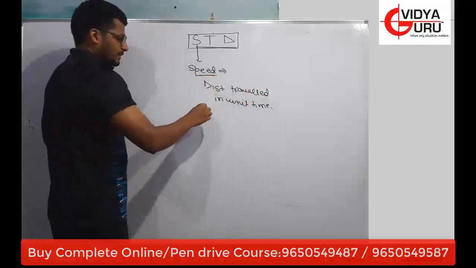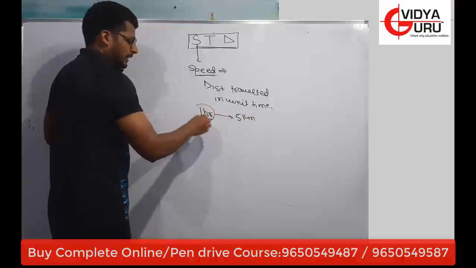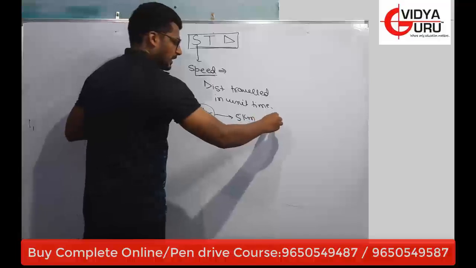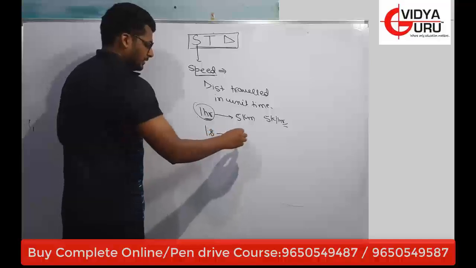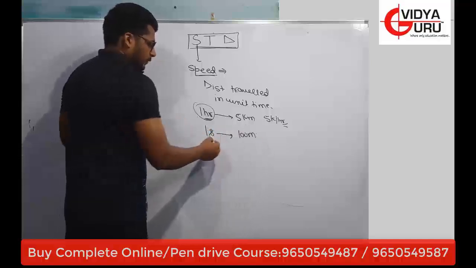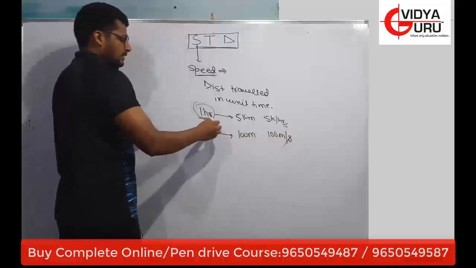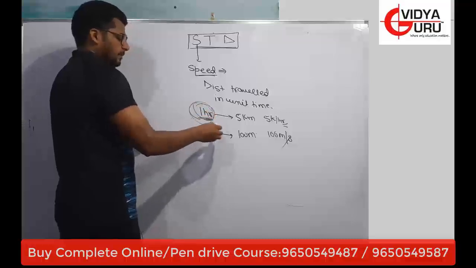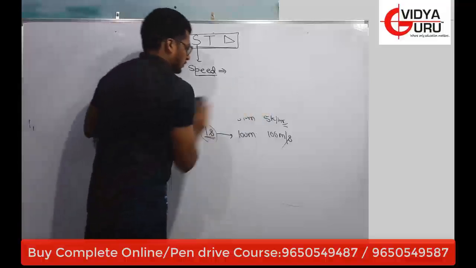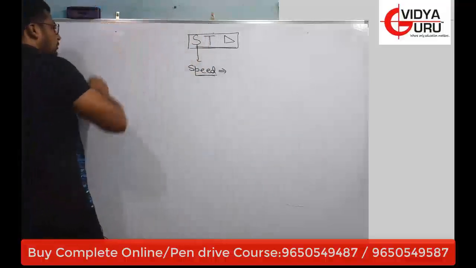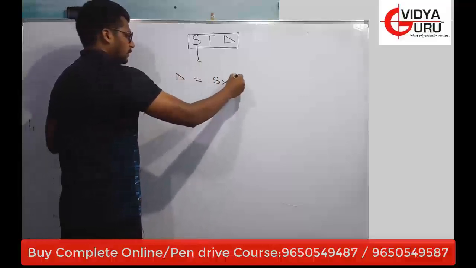If I am saying a person travels 5 km distance in an hour, this is unit time, 1 hour, that means his speed is 5 km per hour. If I am saying a person travels 100 m distance in 1 second, then his speed is 100 m per second. So distance traveled in unit time is speed. Now, what is the formula of distance? Distance is equal to speed into time.